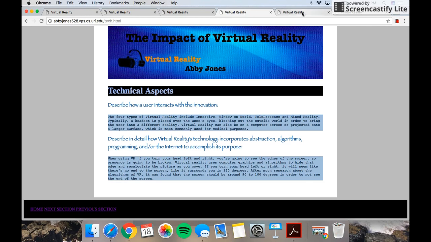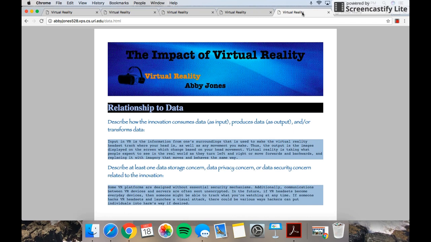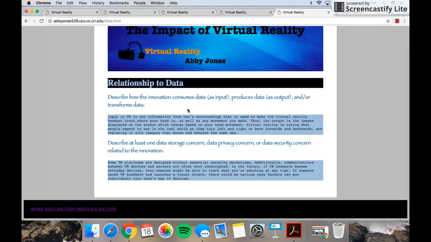One of the next pages I worked on was my data page, and I answered a few questions about different types of data used. So one of the questions was to describe how the innovation consumes data, produces data, and transforms data.